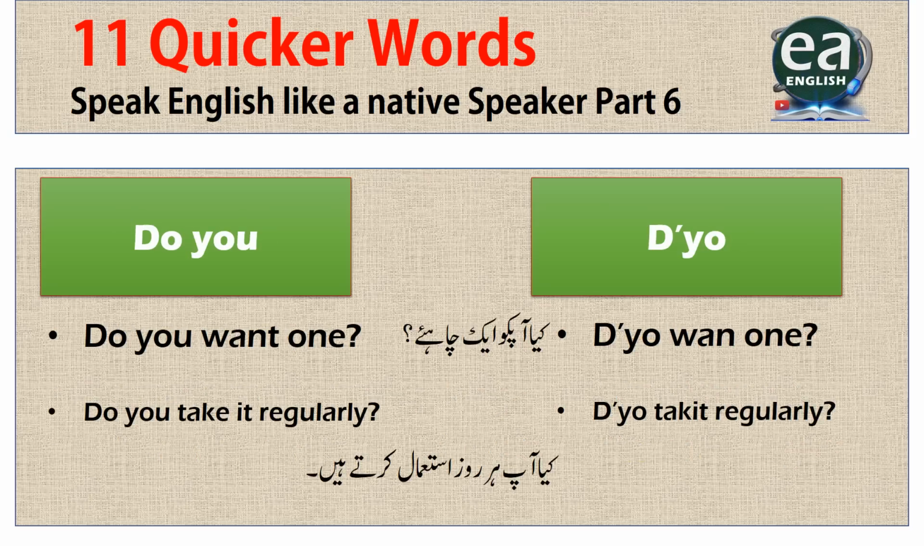The next word is do you, like do you. Do you remember me, like I remember you? Same like that, in this song: do you instead of do you. Do you remember me? Do you want one? Kya aapko chahiye? Do you want one? Do you take it regularly? Do you take it? Take it. No need to say take and then in or it. Take it. Don't say take it.